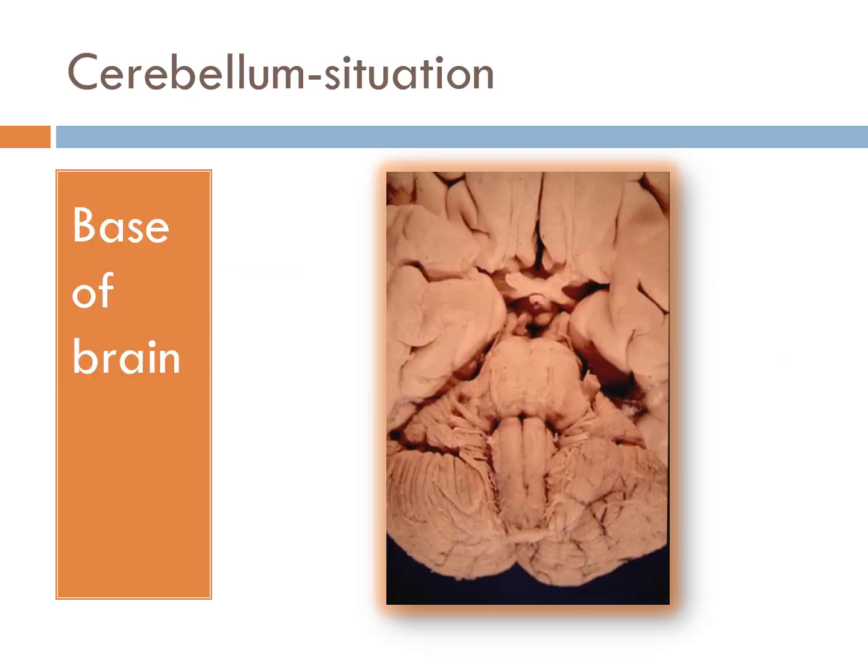So this is the base of the brain. You are seeing the cerebellar hemispheres on both sides here. So that is the situation of the cerebellum. It is situated behind the pons and medulla in the anatomical position. Here this is turned down to show us the base of the brain, so we can't correlate the situation of the cerebellum with this image. We have to see the next image.